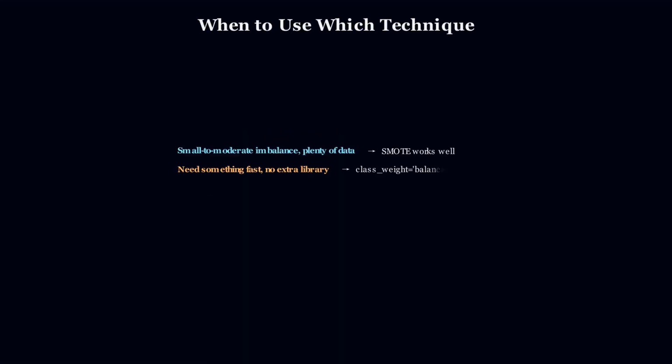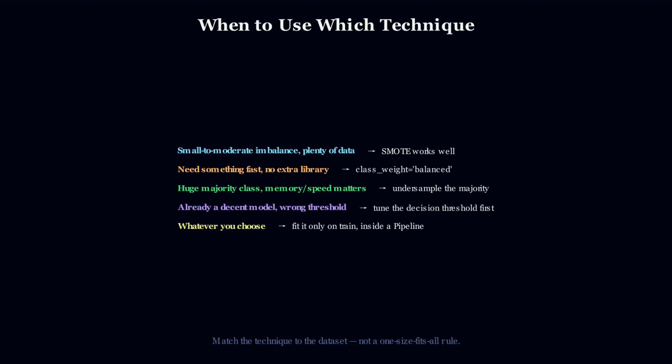So which technique, when? Small to moderate imbalance, plenty of data, SMOTE works well. Need something fast with 0 extra library, class_weight balanced. Huge majority class, memory or speed a concern, undersampling the majority. Already a good model, wrong decision threshold, try threshold tuning first. Whatever you choose, fit it only on train inside a pipeline.